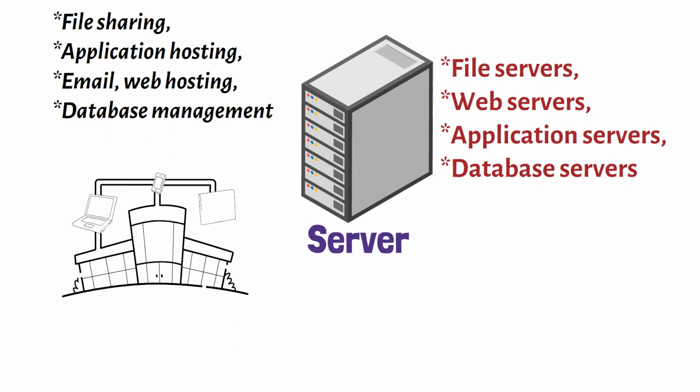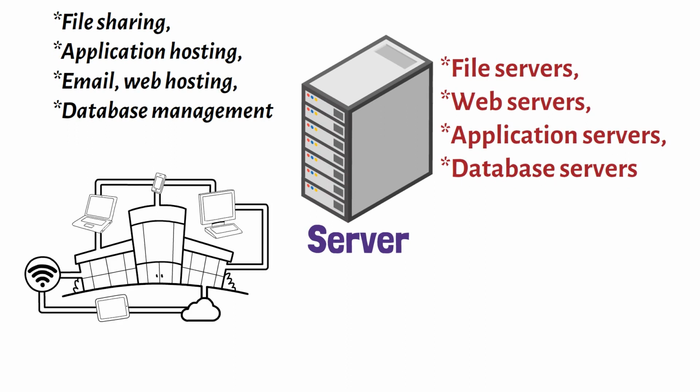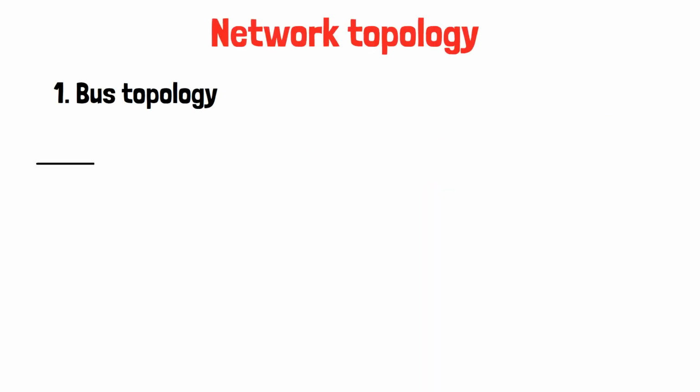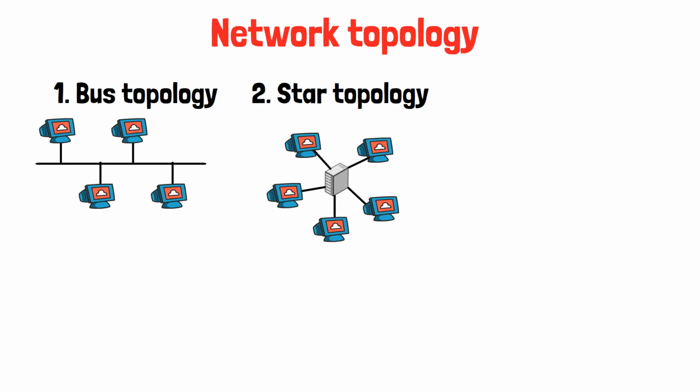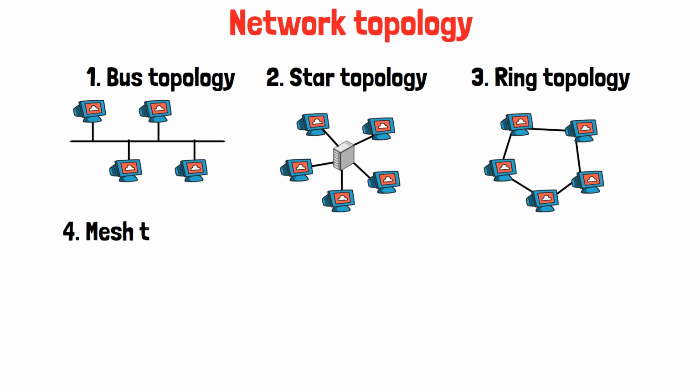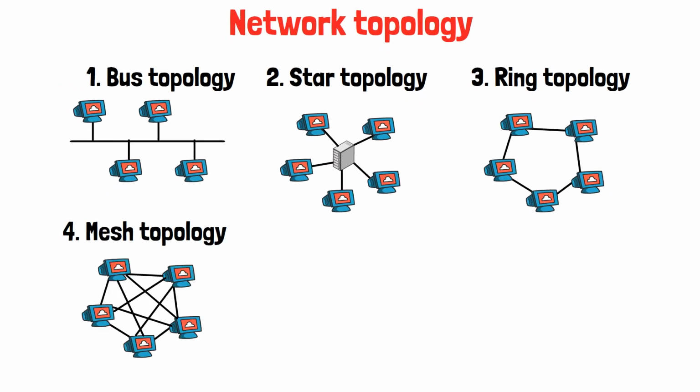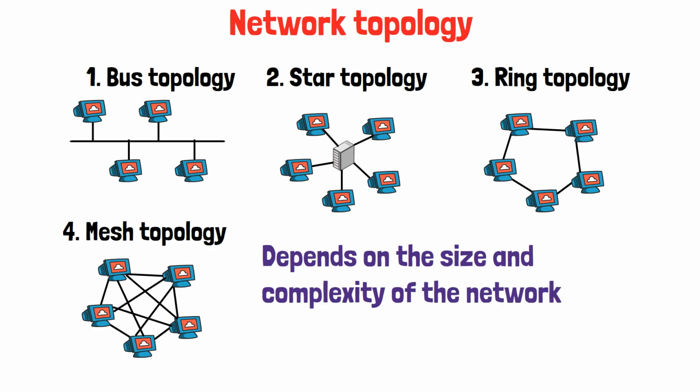Network topology refers to the physical layout of devices on a network. There are several types of network topologies, including: in a bus topology, devices are connected to a central cable or bus. In a star topology, devices are connected to a central hub or switch. In a ring topology, devices are connected in a closed loop. In a mesh topology, devices are connected to each other in a network of interconnected nodes. The choice of network topology depends on a variety of factors, including the size and complexity of the network, the types of devices and services being used, and the level of redundancy and fault tolerance required.